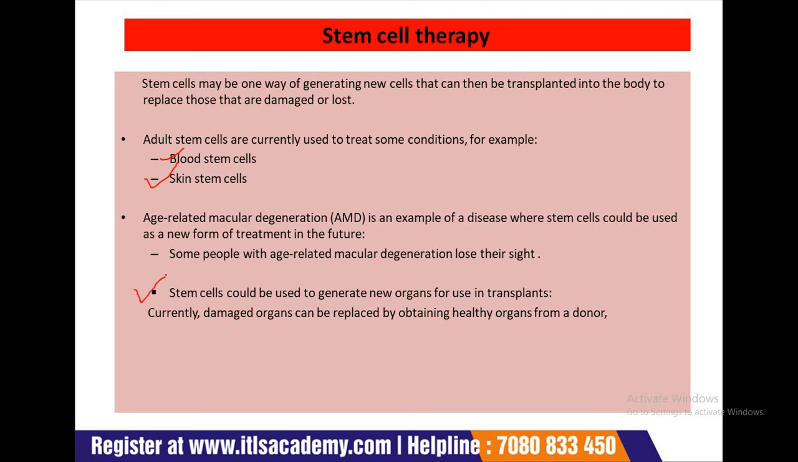Next, another use of stem cell therapy: stem cells could be used to generate new organs for use in transplant. Currently, damaged organs can be replaced by obtaining healthy organs from a donor. However, donated organs may be rejected by the body as the immune system sees them as something foreign. So induced pluripotent stem cells generated from the patient themselves could be used to grow new organs that would have a lower risk of being rejected.